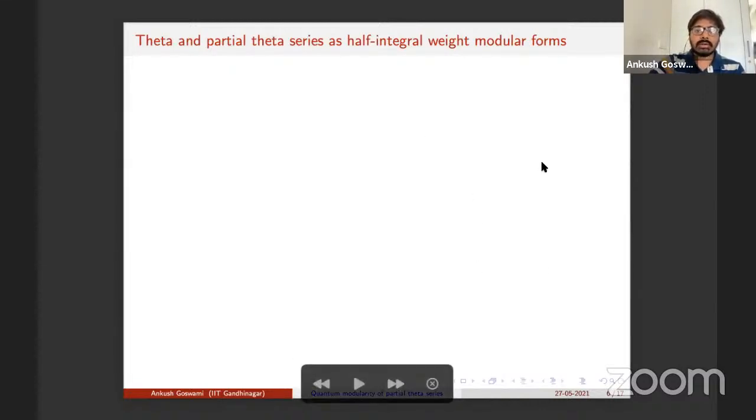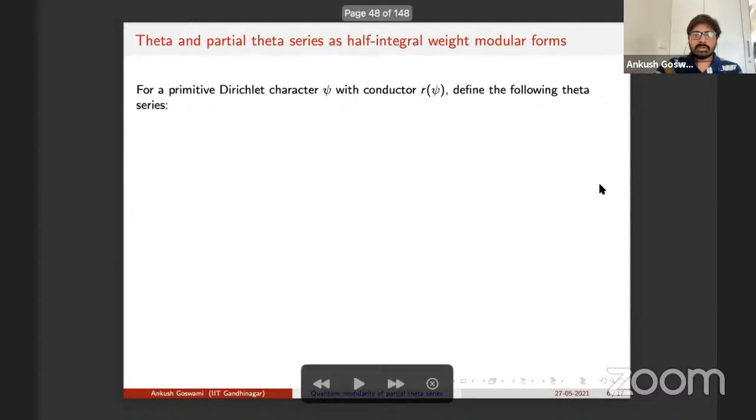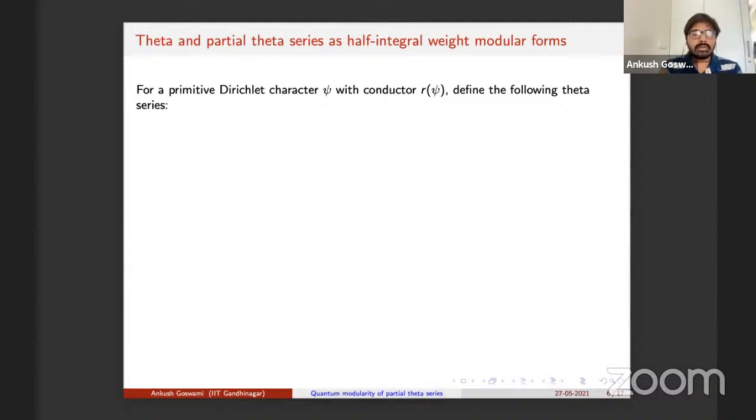And then I will just show you a few examples of theta series, which appeared in Shimura's paper as well. And these are theta series involving certain characters. So let me just define this theta series first. Suppose psi is a primitive Dirichlet character with conductor R psi.